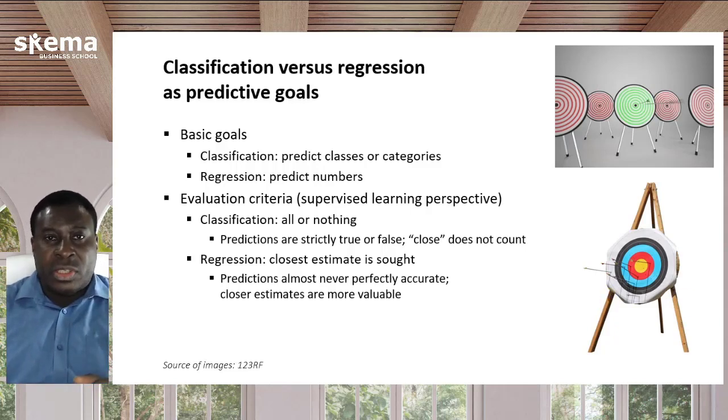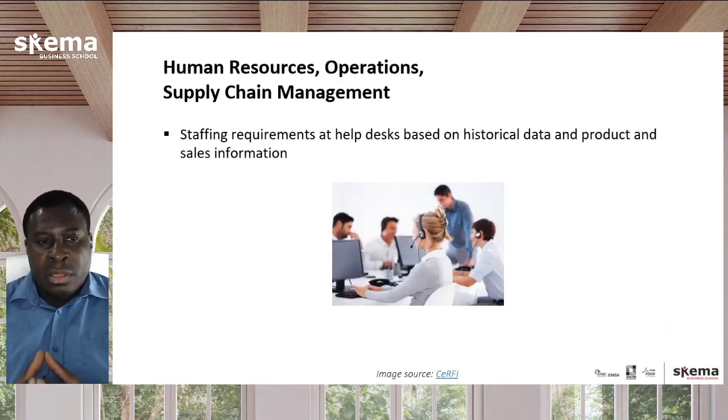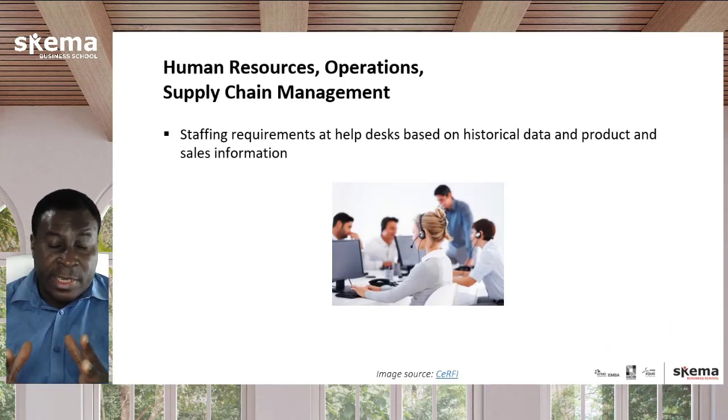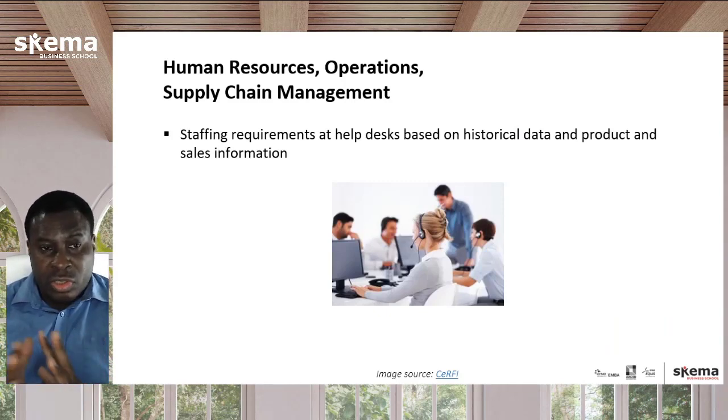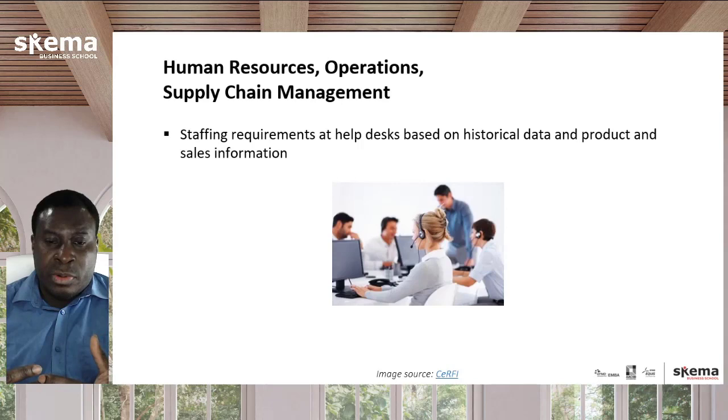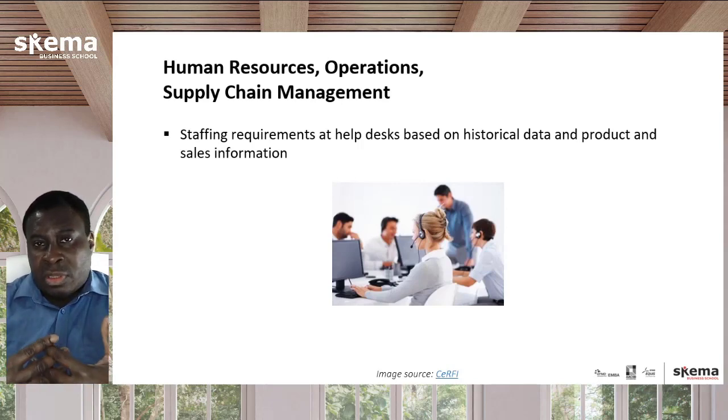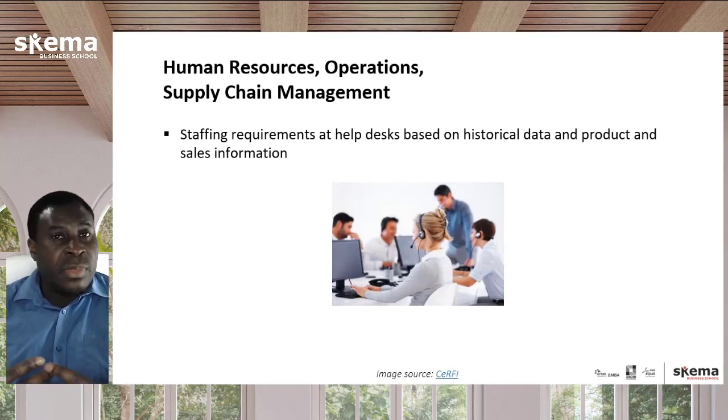So now we'll continue with some business examples and scenarios to show where an organization might need regression to solve some of their problems. This example is related to customer help desk, which covers human resources, operations, and supply chain management. And help desks generally support the after sales efforts of companies, whether they're providing services or products.